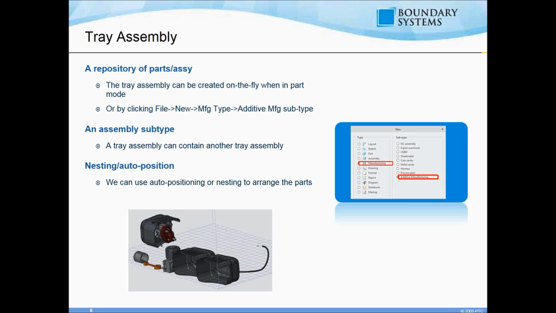Next improvement we'll highlight here is the 3D printing tray assembly. In this case, what we have added is the ability to visualize your 3D print build tray inside of Creo Parametric, and then position or place the different components or parts that you want to build inside of Creo. The goal for PTC is to get as close as possible to being a one-stop shop for everything 3D print related.